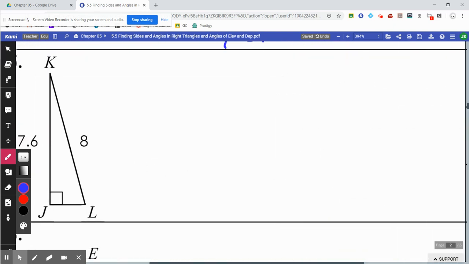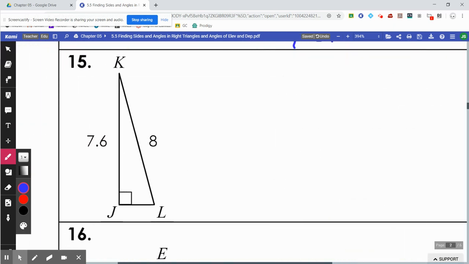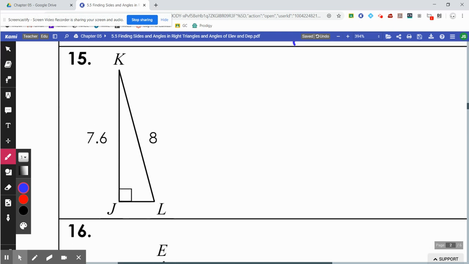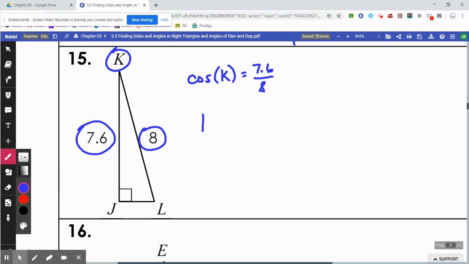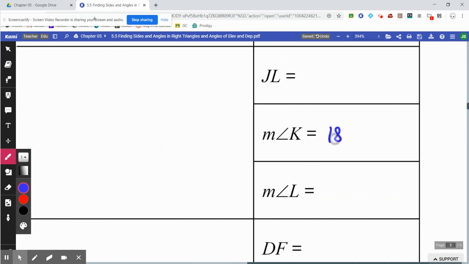Next problem. Now we're looking for angle measures. So what we're going to do, it doesn't matter which one you start with. Now we'll find JL in just a second, but we're looking for angle K. We'll start with it. If we're looking for angle K, this would be the adjacent and hypotenuse. That'd be a cosine problem. The cosine of K is equal to adjacent over hypotenuse. To figure out what angle K is equal to, you're going to move the cosine over by doing the inverse cosine of 7.6 over 8. And that's going to give you a value of 18.2 degrees. So angle K is 18.2 degrees.